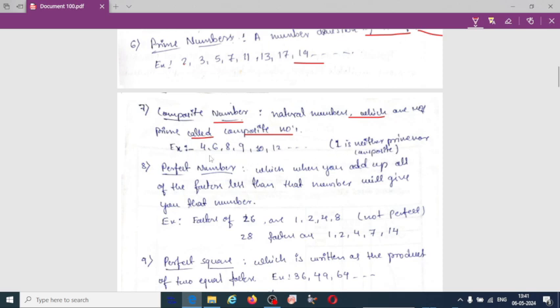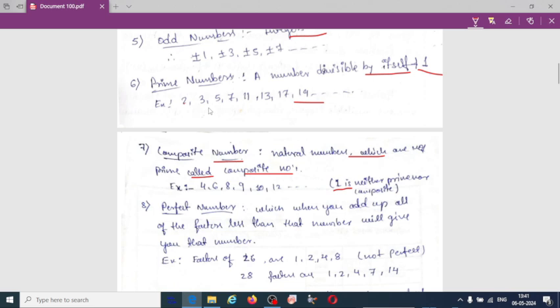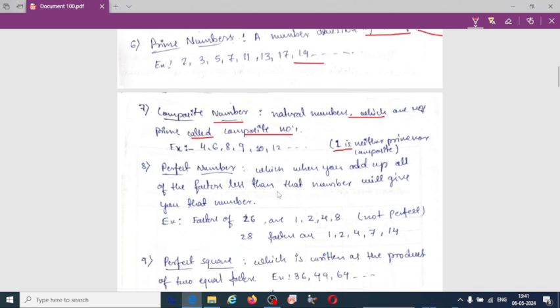If you take 1, it is not included here. 1 is neither prime nor composite. Prime numbers are divisible only by themselves and 1. The numbers which are not prime we call composite numbers, like 4, 6, 8, 9, 10, 12. They are divisible by other numbers.